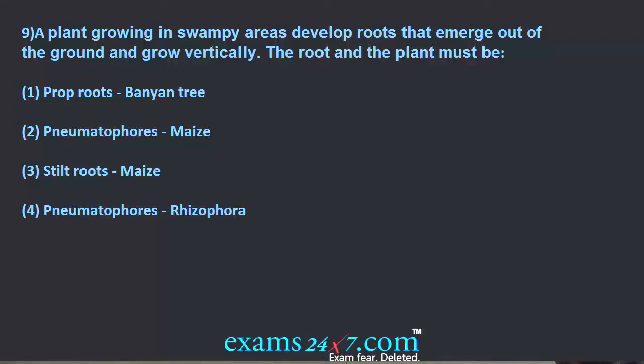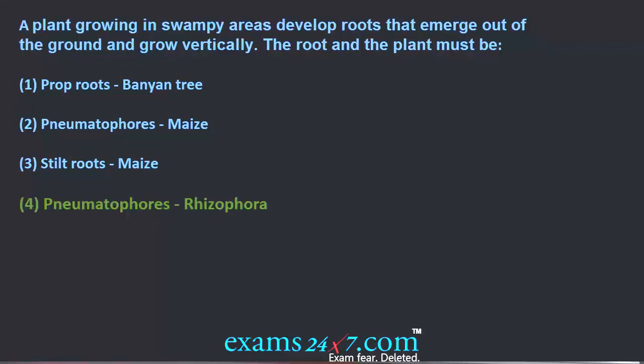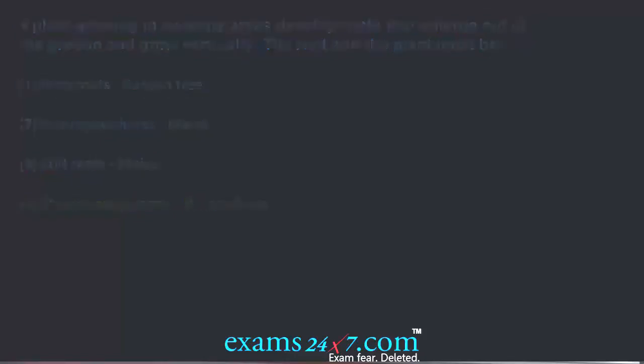Option 1 says prop roots, banyan tree. Yes, we know banyan tree and prop roots. Pneumatophores, maize. Maize does not have pneumatophores. Stilt root, maize. Yes. And pneumatophore, Rhizophora. The answer is pneumatophores, those are the roots. And the classical example is Rhizophora. Thereby option 4 is the answer. Now we move on to question number 10.